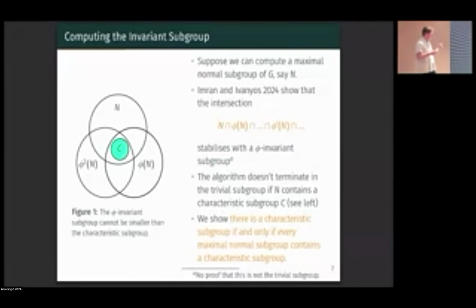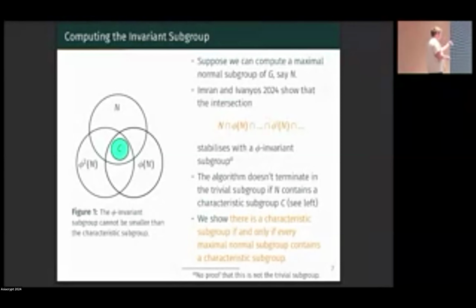But of course, it might happen that it terminates in the trivial subgroup, in which case the recursion can't proceed, because if you cut out the trivial subgroup, the quotient group you're left with is just going to be the same group again, so we're not going to proceed down to smaller instances. That won't happen if the normal subgroup you started with contained a characteristic subgroup, because the characteristic subgroups are exactly those that are fixed by every automorphism, and so your intersection can't be smaller than this characteristic subgroup.